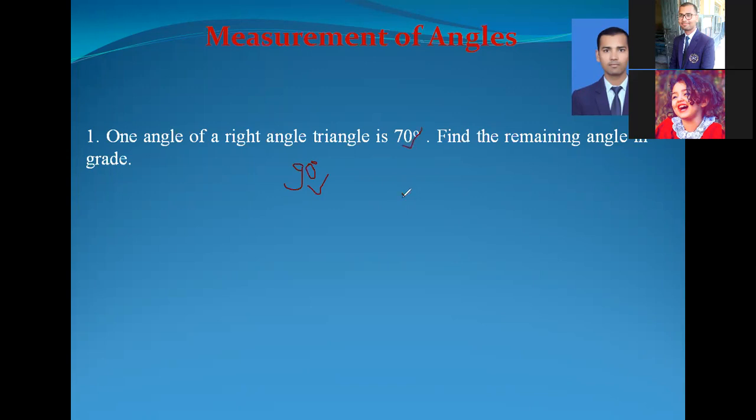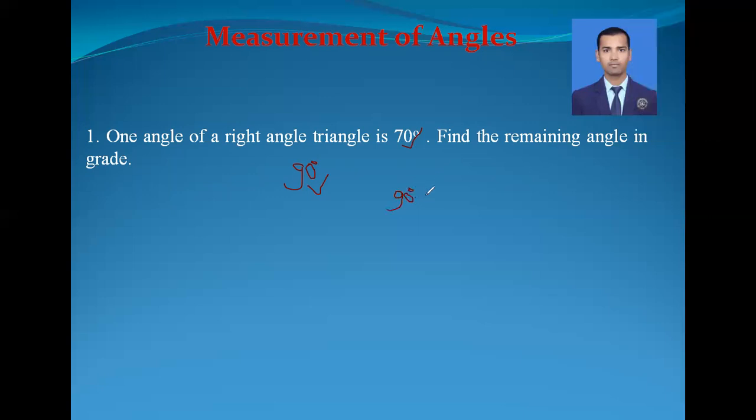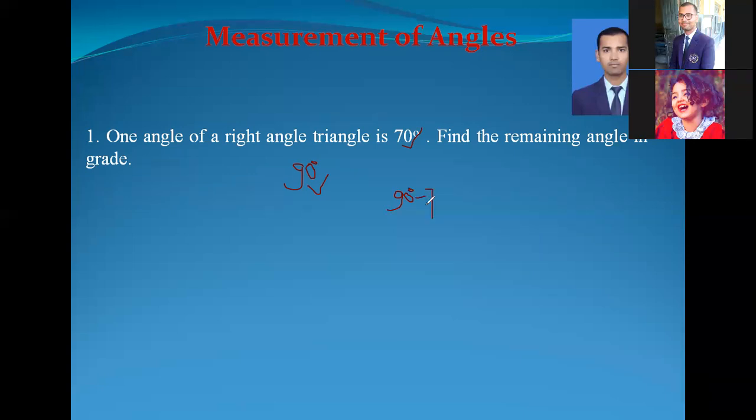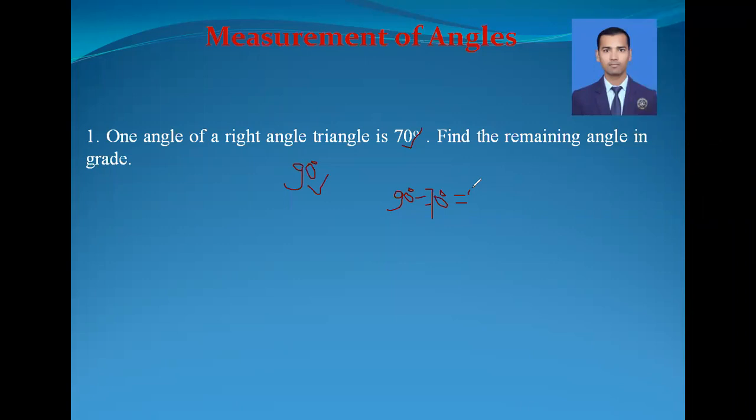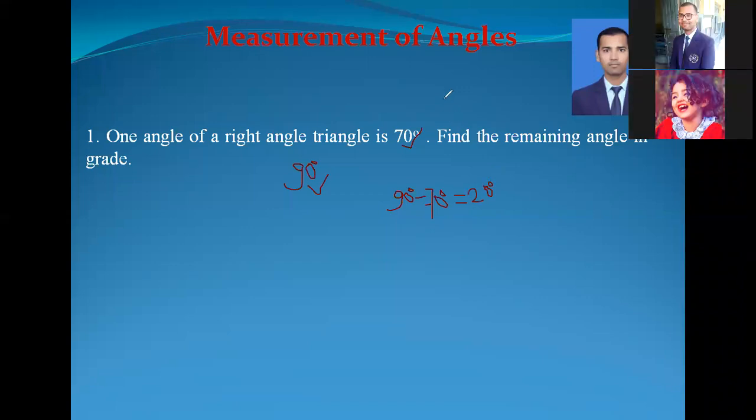That is 90 degree minus 70 degree. In this way, we will get the other angle, that is 20 degree. So in this way, we can find the remaining angle of the right angle triangle. While solving this, we can solve it like this.